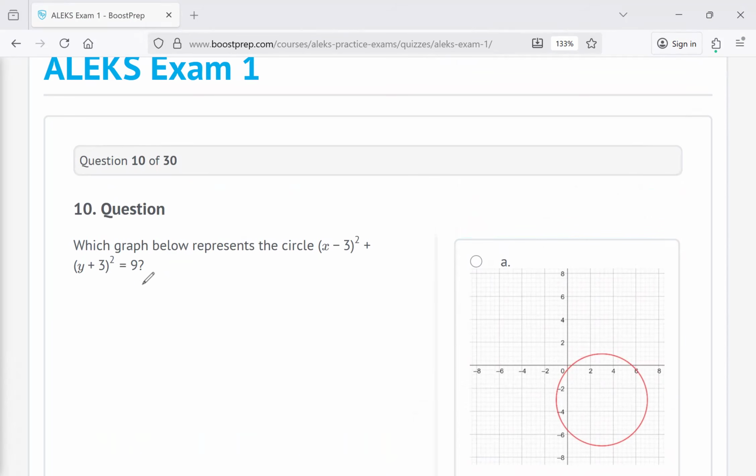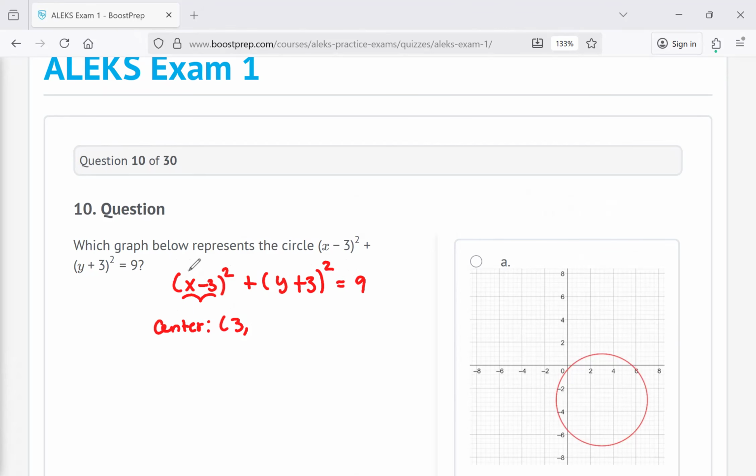Okay, so here we have a circle, (x − 3)² + (y + 3)² = 9. We need to find the graph that represents that. What we've got to do is first find the center. My center is going to be the horizontal shift and the vertical shift. So we have a horizontal shift of 3.